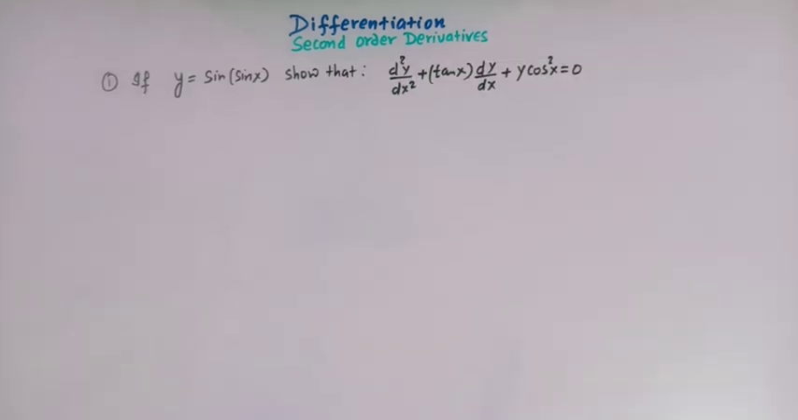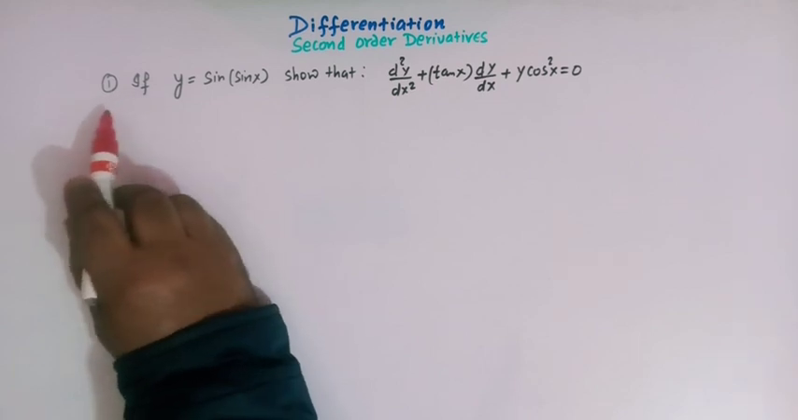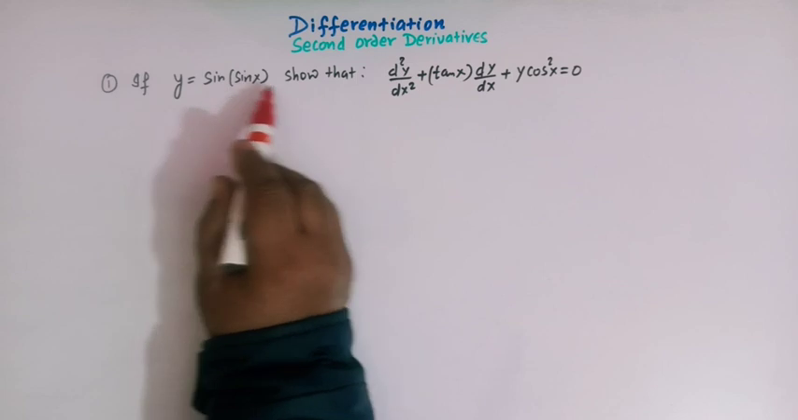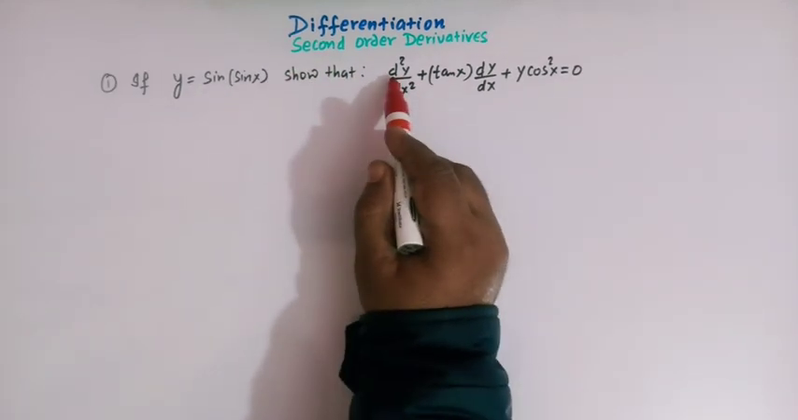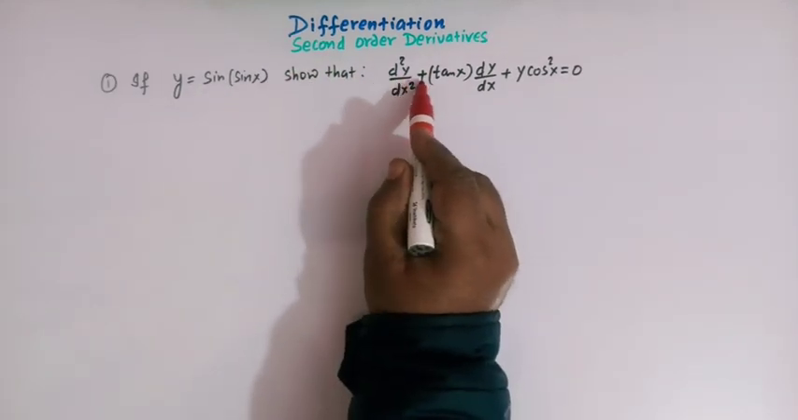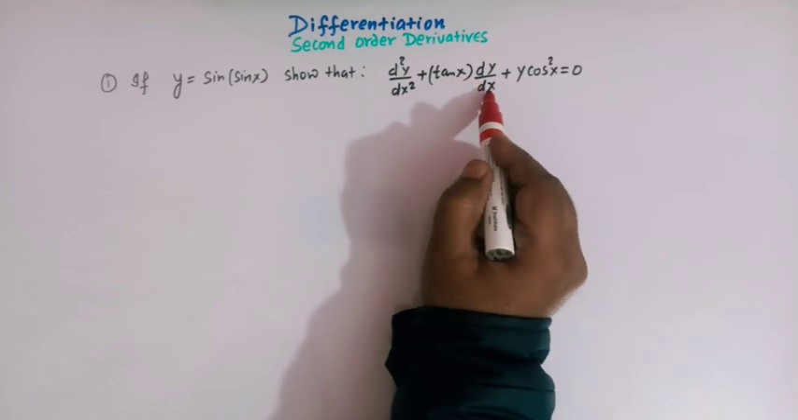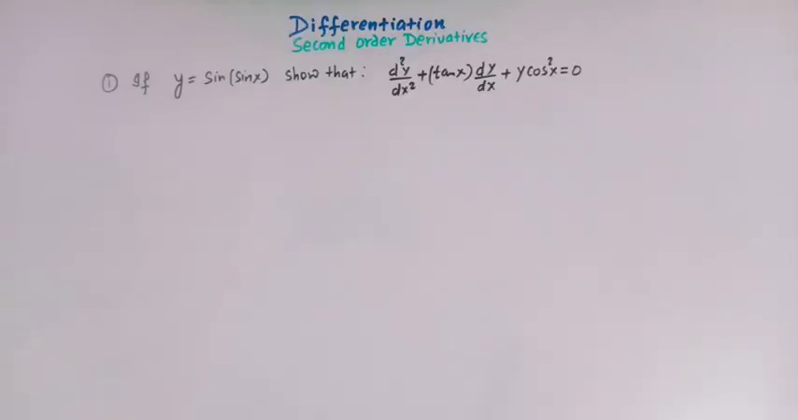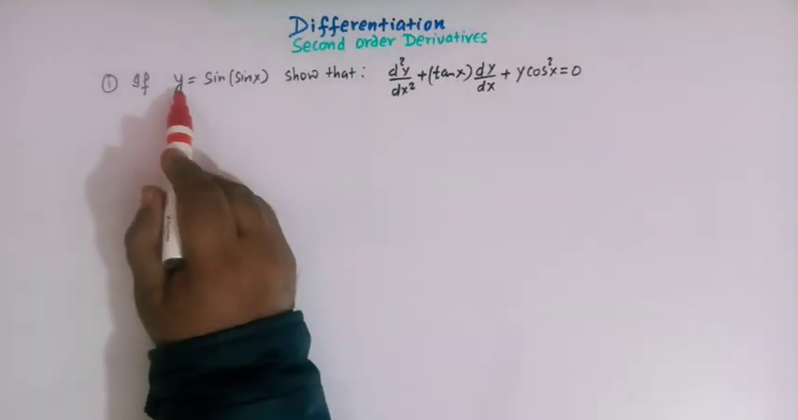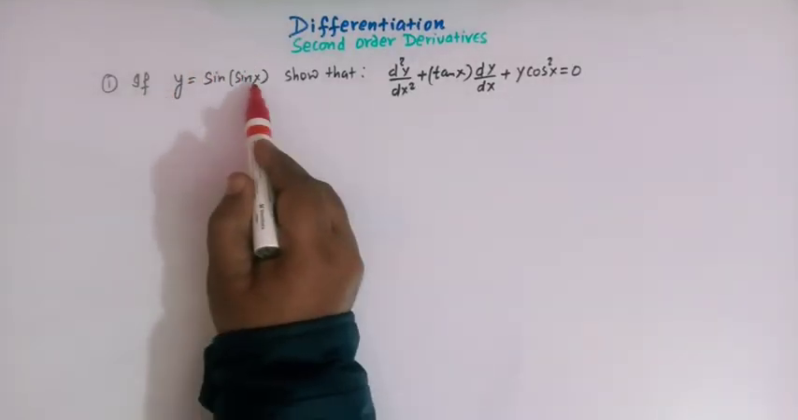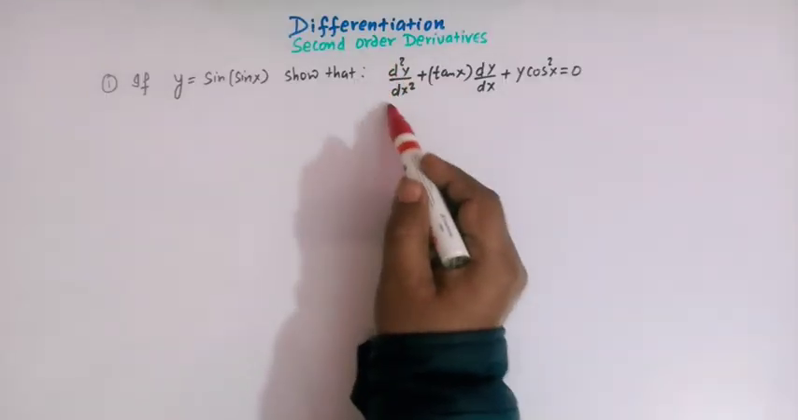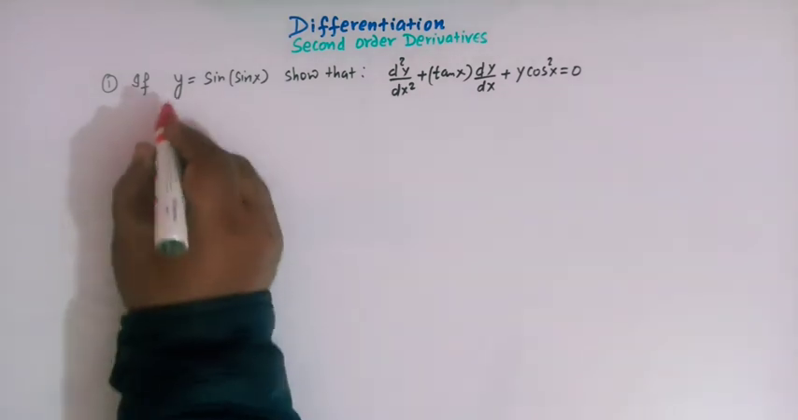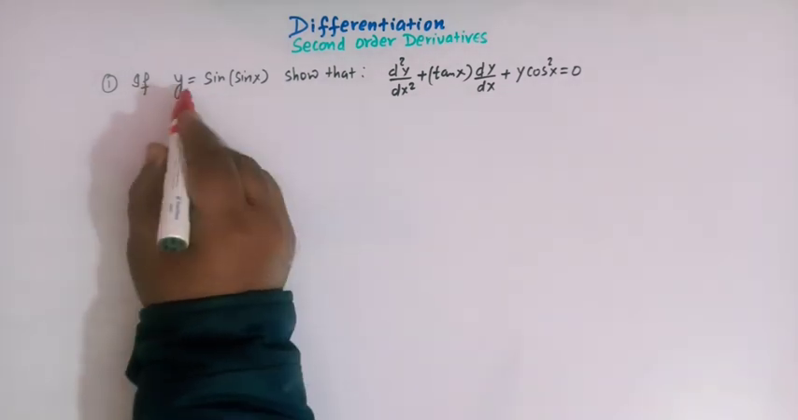Here we have the first problem, and we are given y is equal to sine of sine x, right? And we have to show that d2y over dx2 plus tan x times dy over dx plus y times cos square x is equal to 0. So we are given the function in this form, and we have to prove this statement for this function. What we will do is first find the first derivative.